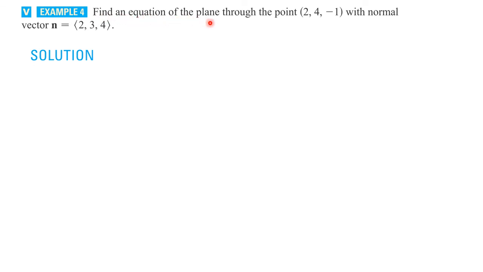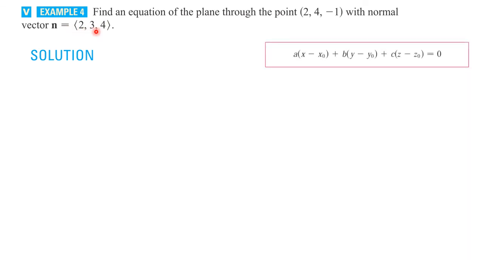Find an equation of the plane through the point (2, 4, -1) with normal vector n = (2, 3, 4). So how to find the equation of the plane? a(x - x0) + b(y - y0) + c(z - z0) = 0, where (a, b, c) is the normal vector. So here we have a = 2, b = 3, c = 4, and x0 = 2, y0 = 4, and z0 = -1.